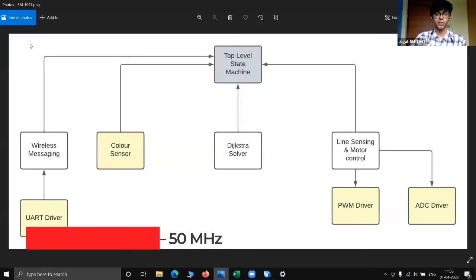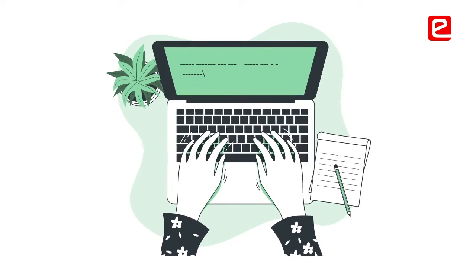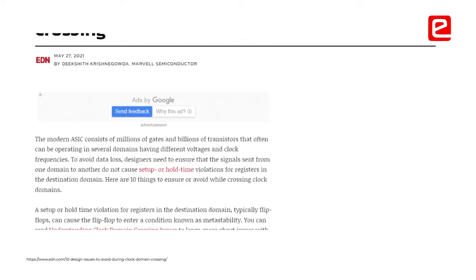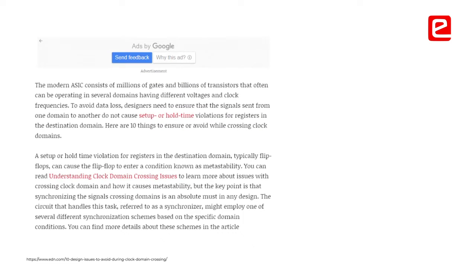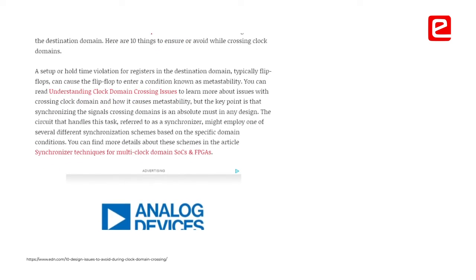All of the modules are clocked by the same 50 megahertz clock. I was looking online about how the design is usually done, and I came across clock domain crossing issues. And I thought that if I can avoid it altogether, since I felt no need to introduce multiple clock domains in the design, I clocked everything via 50 megahertz from the start itself.